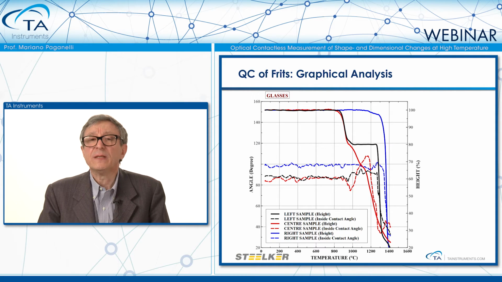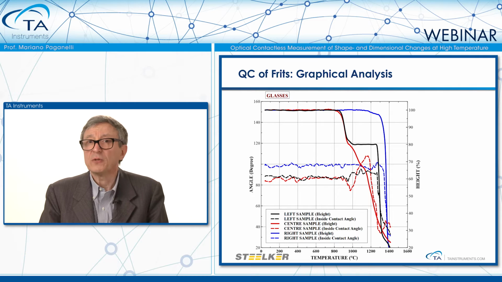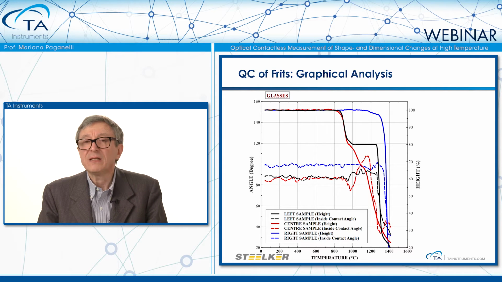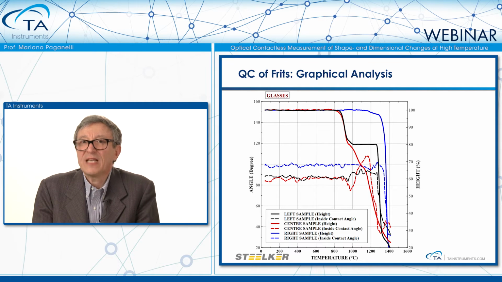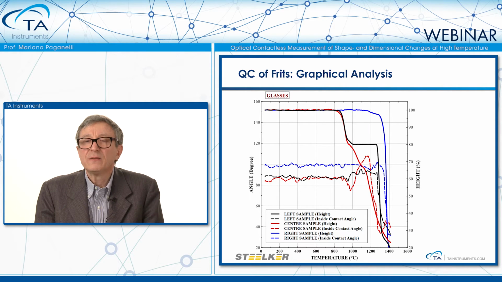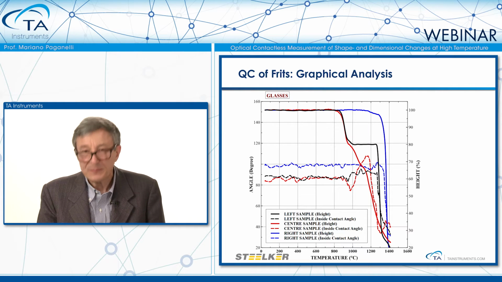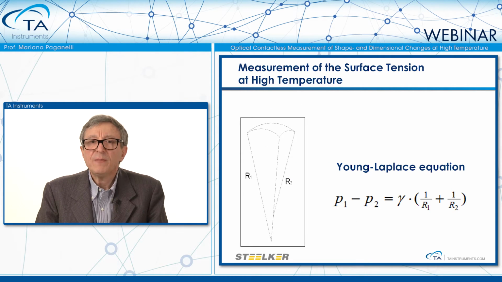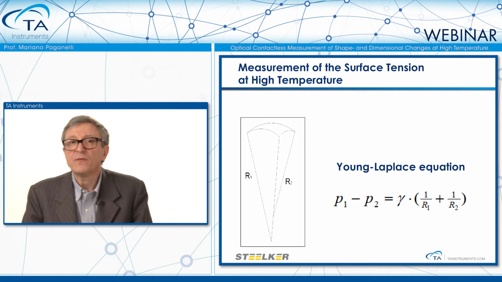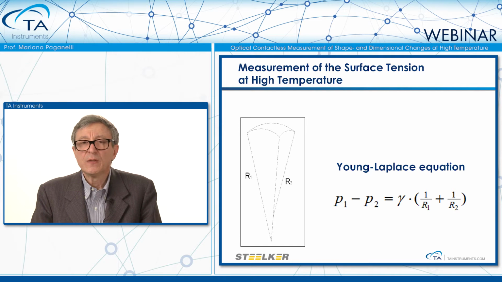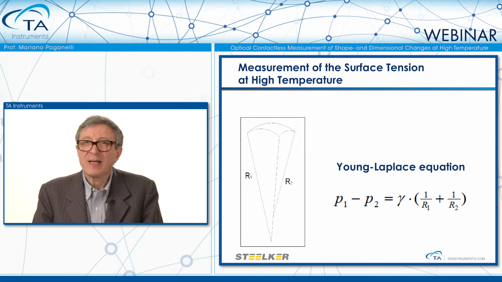This result can be better understood looking at the graphical elaboration of the images, where we can see that all three samples melt at the same time, but following three completely different paths. The image analysis can be used for the measurement of the surface tension at high temperature. This is possible using the Young-Laplace equation.